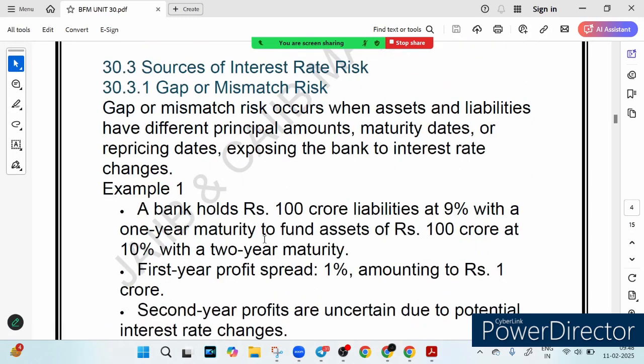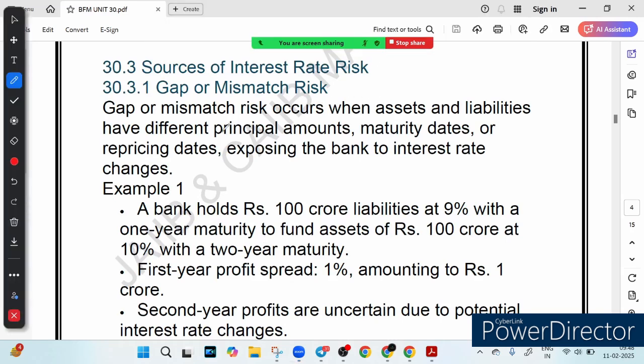Let's talk about it. Gap risk occurs when the timing of interest rate change affects assets and liabilities differently. So here you can see that the timing of the interest rate change affects the assets and liabilities differently. Let me give you some examples to make it clearer how the timing of interest rate change affects assets and liabilities differently.